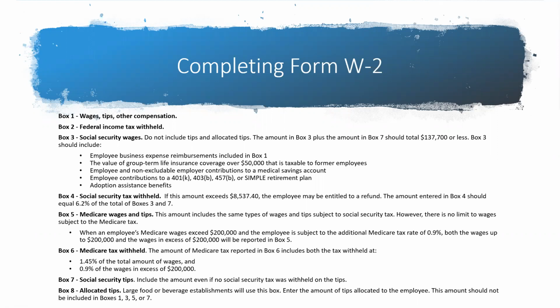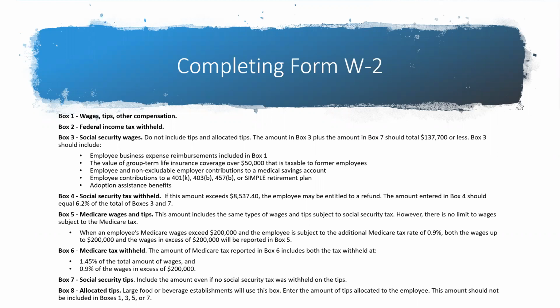Box 3 is Social Security wages. This does not include tips because those go in a different box. And then box 4 is the Social Security tax that was withheld on the wages that are in box 3. Box 5 is Medicare wages. Goes hand in hand with box 6, which is Medicare tax.